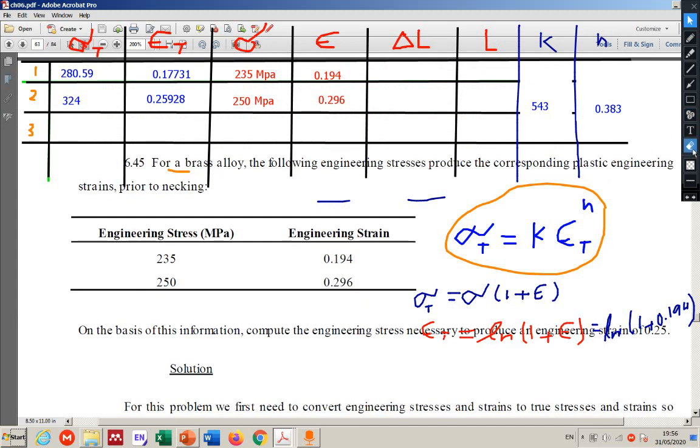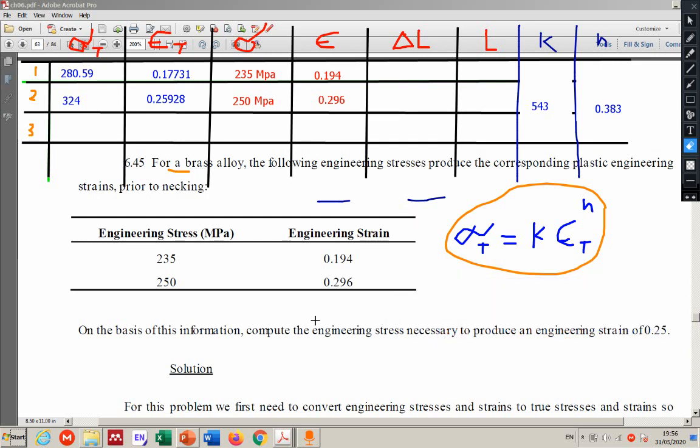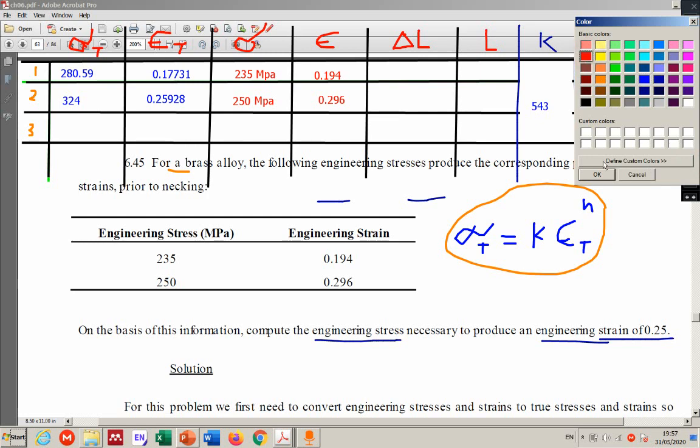I'll just clear some board. This one we don't need anymore, so we know what we did. Now, the question says: find an engineering stress necessary to produce an engineering strain of 0.25. So this is the third case. What do I have? I have engineering strain again, 0.25. So I have a value which is given here. Let me make this one red, so we know it's the given value.